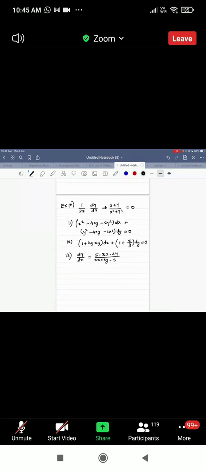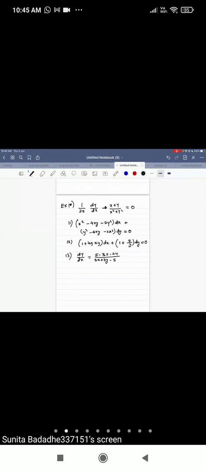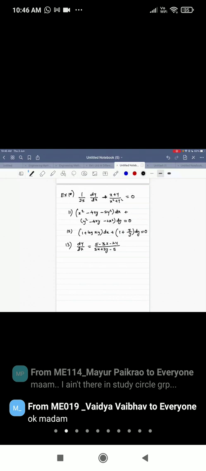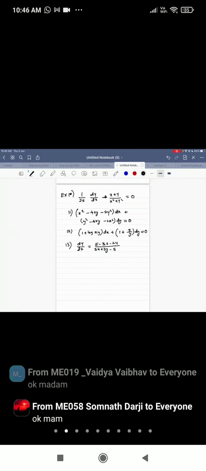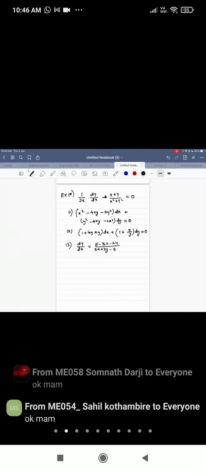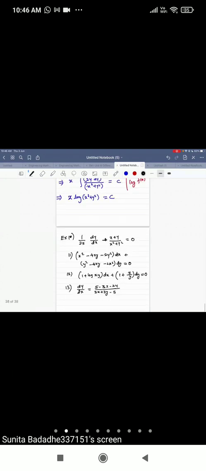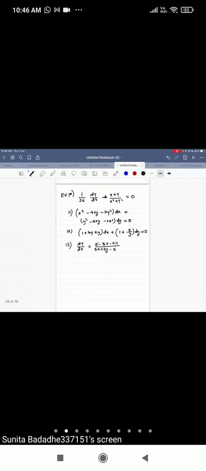Right. I can give you 50 questions for homework, but that I'll not do. So this is the homework on exact differential equation, today's homework. These are 4 questions, then previous 2, then previous 1, and so on.